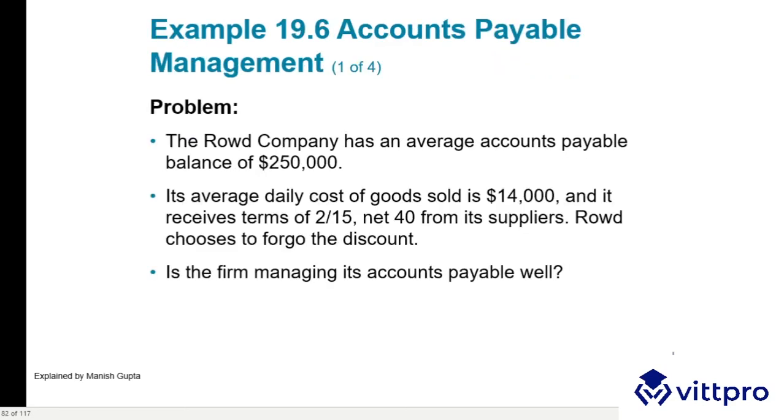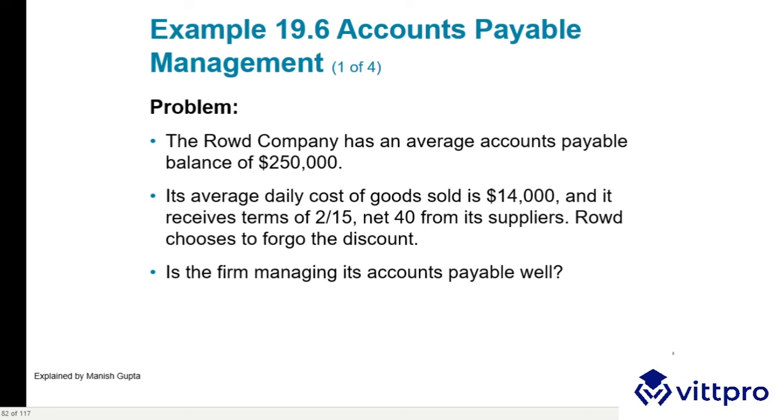So here is a problem related to accounts payable. The Route company has an average accounts payable of $250,000. The average daily cost of sale is 14,000, and it received terms of 2/15, net 40 from its supplier. Route chooses to forego the discount. Is the firm managing its accounts payable well?